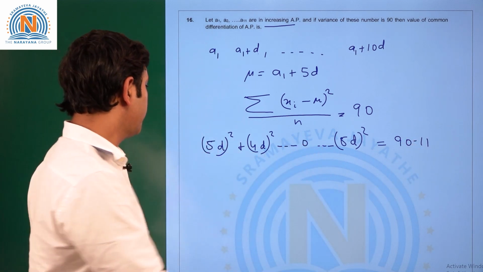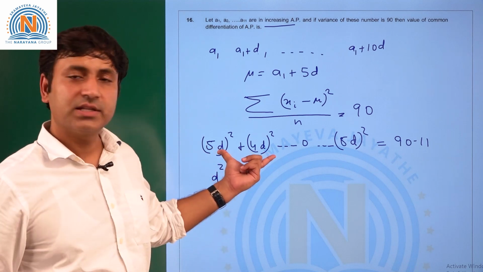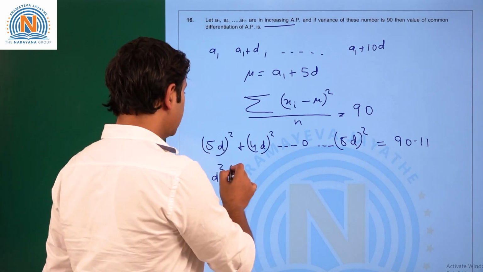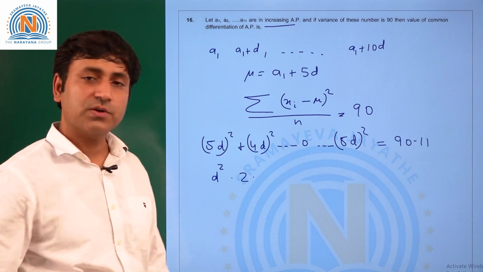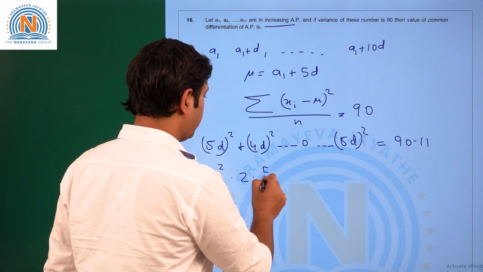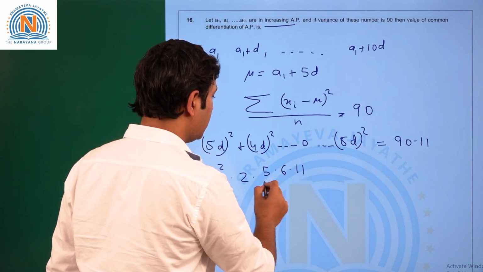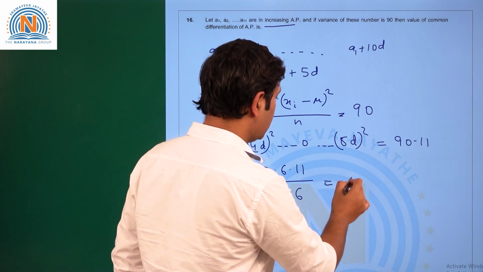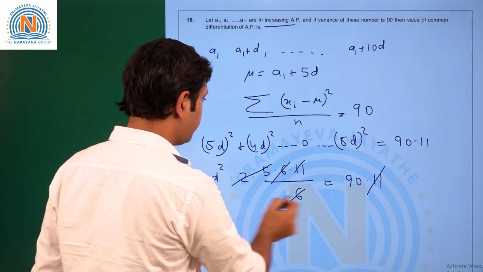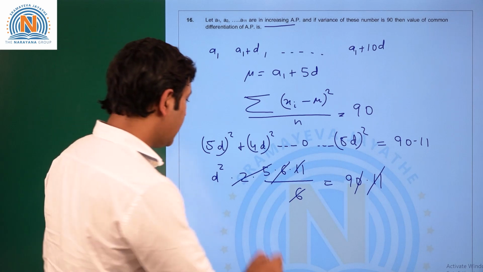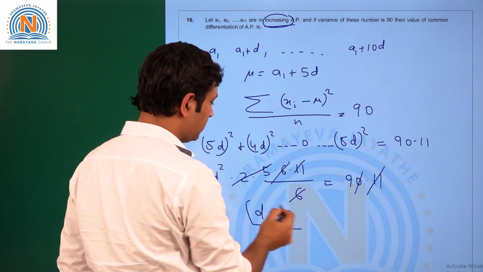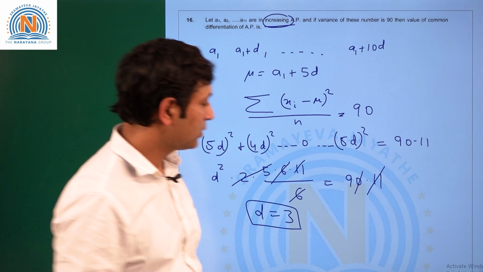We'll take D square common. D square into twice the sum of squares of the first 5 natural numbers. The sum of squares of the first 5 natural numbers is 5 into 6 into 11 by 6, which is equal to 90 into 11. Many things to cancel. We have D square is equal to 9 and D is equal to plus minus 3. Now we'll remember this is increasing, so we'll mark D is equal to 3. And we'll move on to the next question.